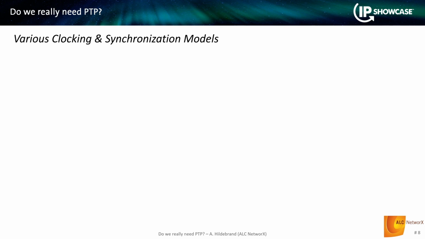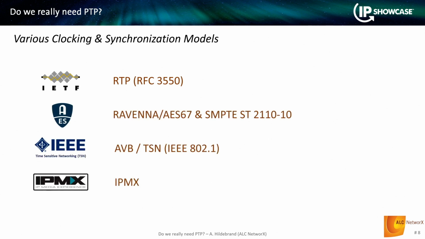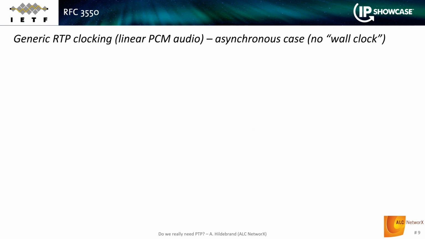Now, let's have a look at the technologies I'm comparing in this presentation. We have the plain old traditional RFC 3550, the Real-time Transport Protocol. Then we have the well-known RAVENNA, AES67 or SMPTE 2110 way of distributing synchronization information and streaming, of course. Then there's AVB, an IEEE standard, Audio Video Bridging, which these days is named TSN, Time-Sensitive Networking. And finally, we have the new kid on the block, which is IPMX.